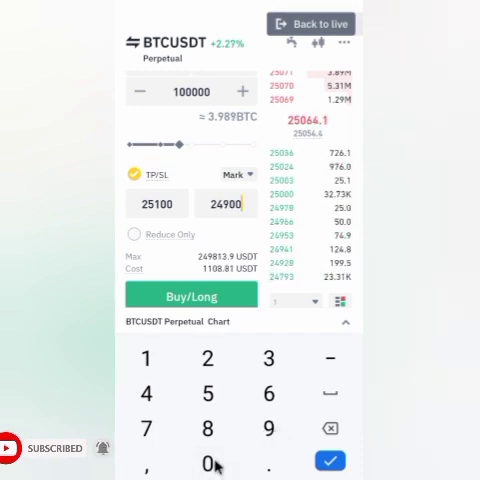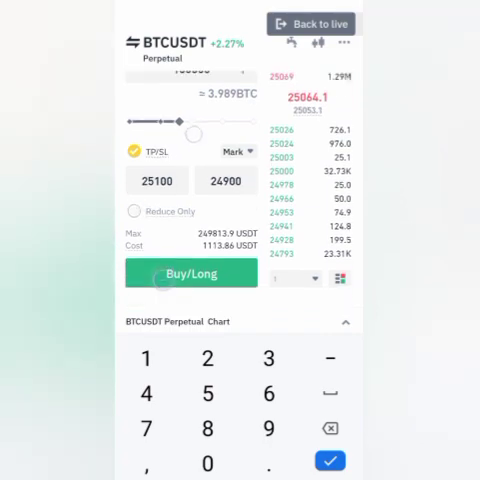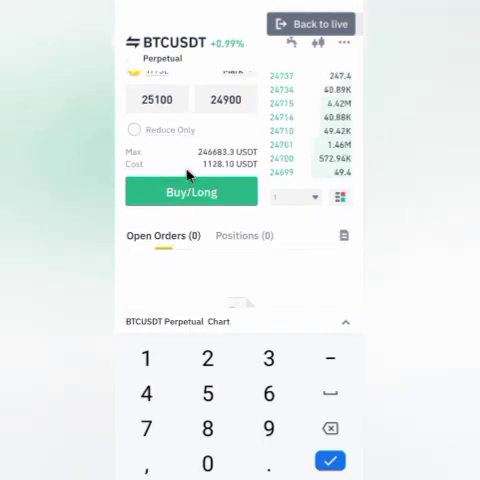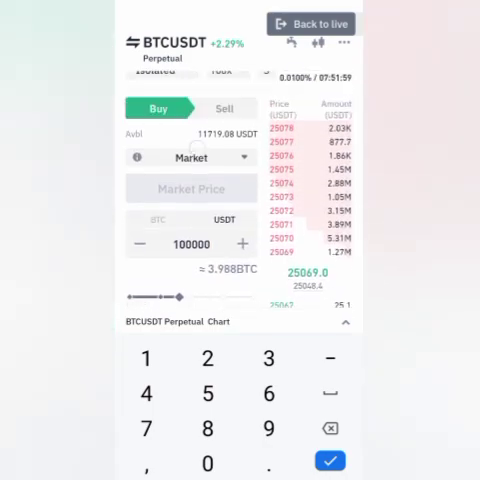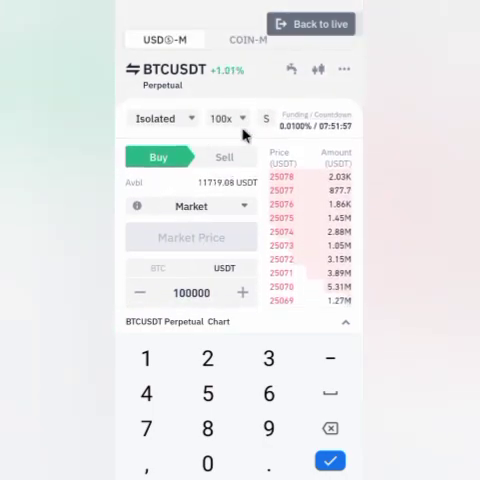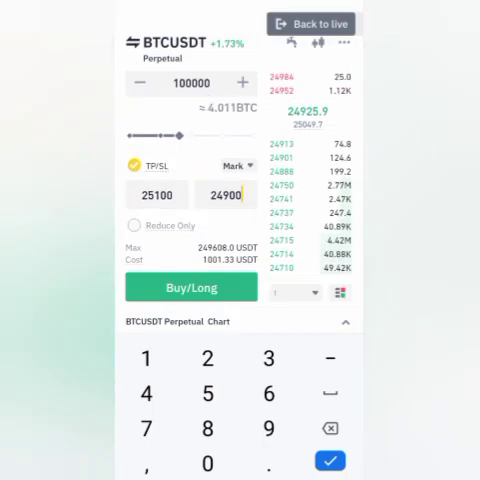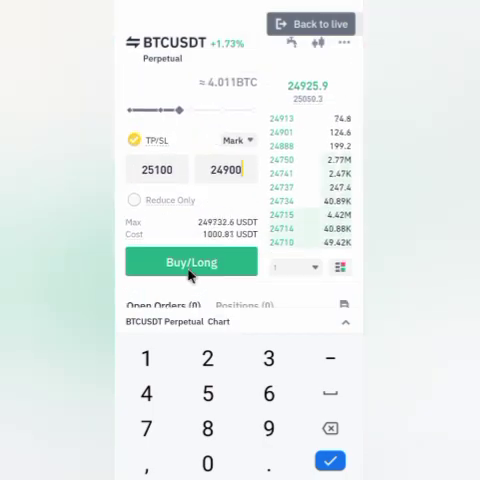Okay, so this is the take profit and stop loss. Then you place on the buy if you want to go with the buy, and you place on the sell if you want to go with the sell. So here I want to buy, that's take long.